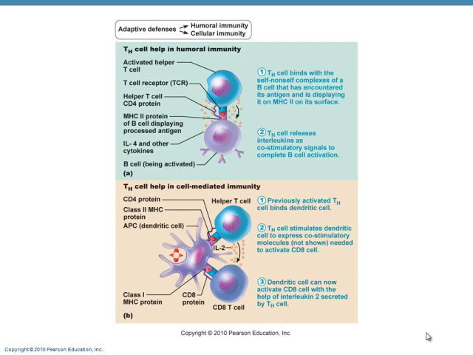The next thing the book talks about is the specific roles of both these players. Helper T cells, CD4 positive T cells, are the cruise directors of an immune response. They are going to help, and this is a little bit of repetitive information, with organizing all of the different players in an immune response. CD8 positive cytotoxic T cells are going to go and help poke holes in things.